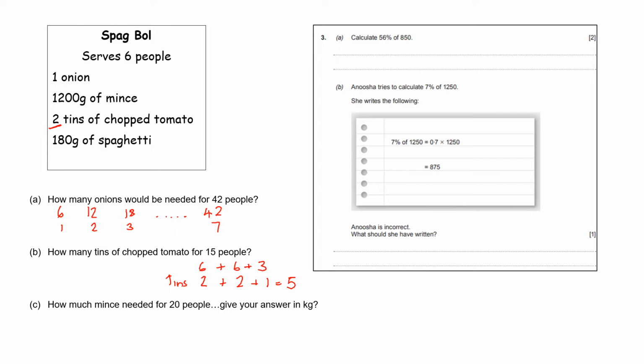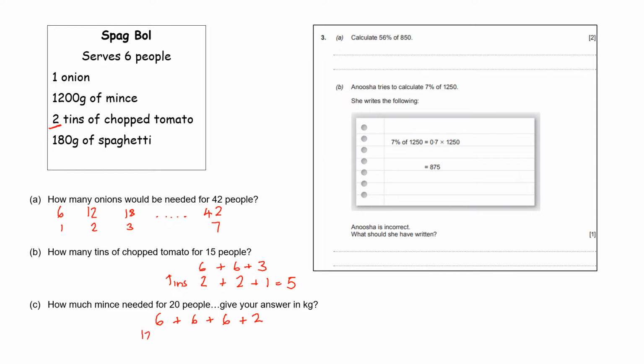Even harder, okay, 20 people. So to make for 20 people, I'm going to make for 6 people, and then another 6 people, and then another 6 people. But this time, I only need another 2 people to make 20. So I don't want 6, I want 2, which isn't half the recipe, it's a third of the recipe. I've got to divide that recipe by 3 to work out for 2 people. So how much mince is the question?